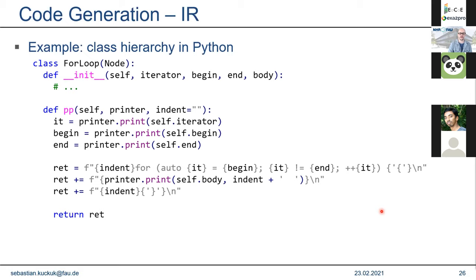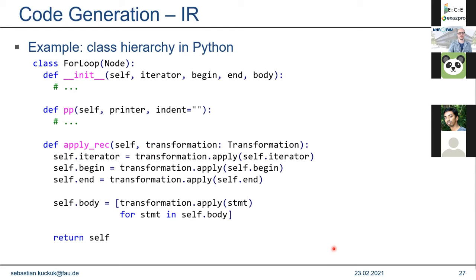And then the last step, as I said before, is implementing a function that applies a transformation. And we just say, okay, we have a transformation class and we will see an example for that later on too, which provides an apply method. So everything this class has to do is just call the apply method for every member of itself. So the iterator gets just transformed to provide a new iterator, the begin gets transformed, and so on and so on.